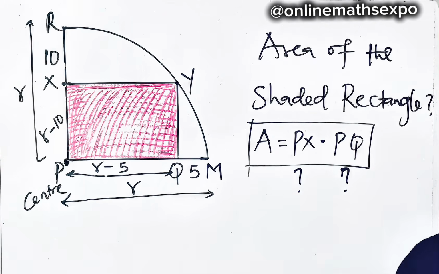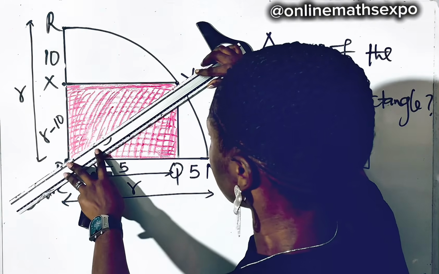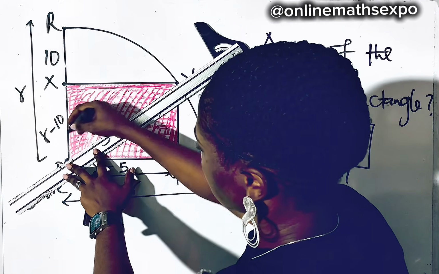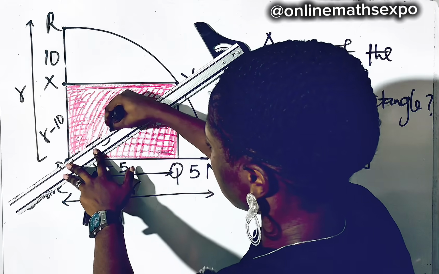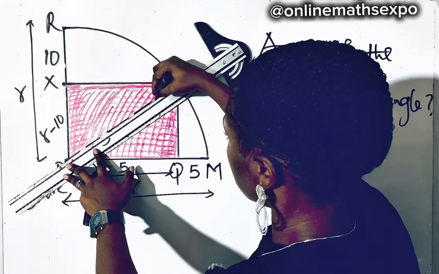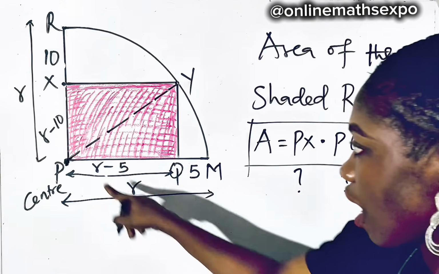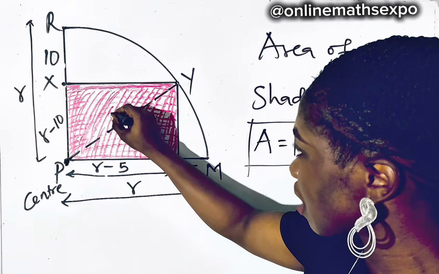Let's do it together. So let's join it gradually. So this is what we have. This is also our radius, and in that case, we can label it R.